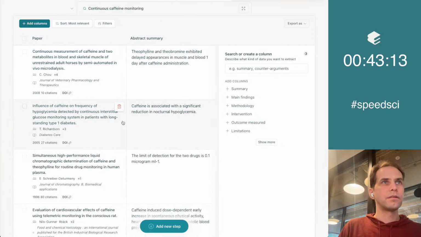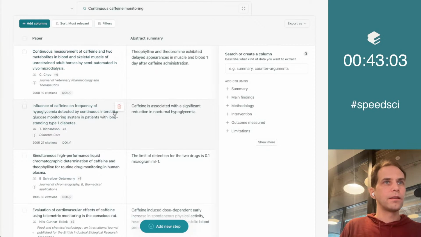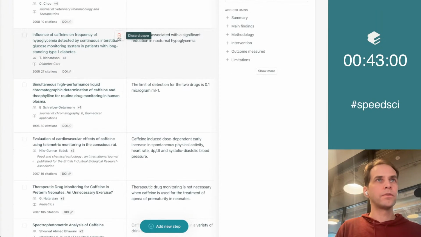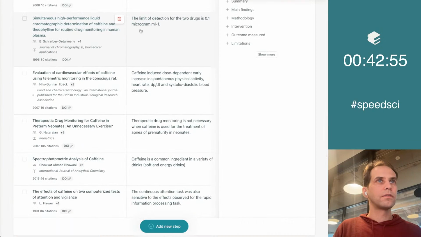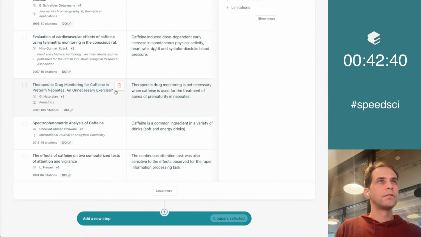I think we do want to look into this one, continuous measurement of caffeine, even though it's in horses. And we're going to remove all the papers that are not relevant to us. Simultaneous high performance liquid chromatographic determination. It's a bit unclear whether that's relevant in the conscious rat.